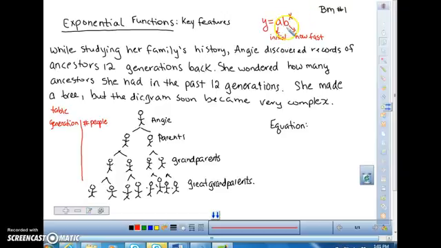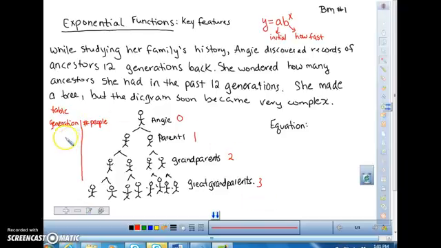While studying her family's history, Angie discovered records of ancestors 12 generations back. She wondered how many ancestors she had in the past 12 generations. She made a tree, but the diagram soon became very complex. So here's her diagram down here. Angie came from 2 parents, and each one of those parents came from 2 parents, and each one of those came from 2 more. And we would just keep going. So this would be like generation 0. This would be generation 1, 2 generations back, 3 and so on.